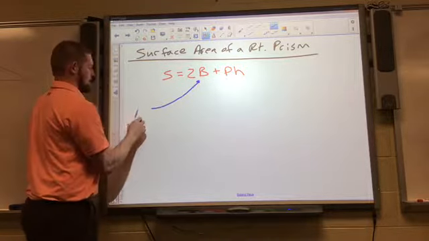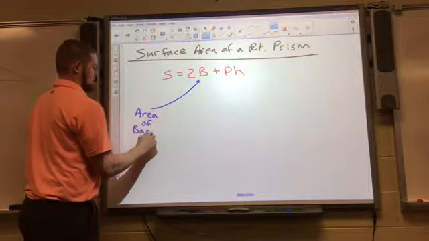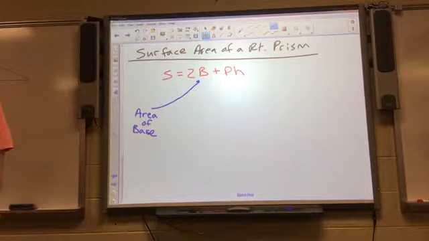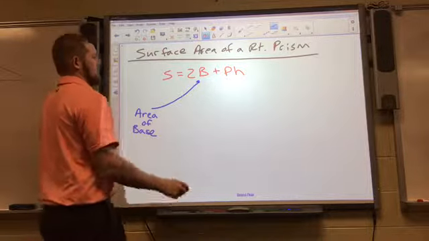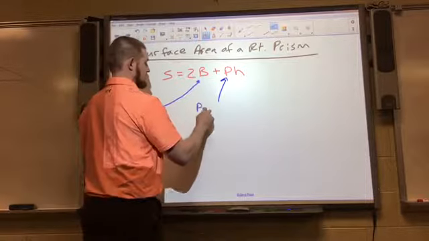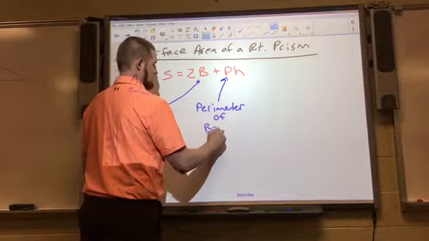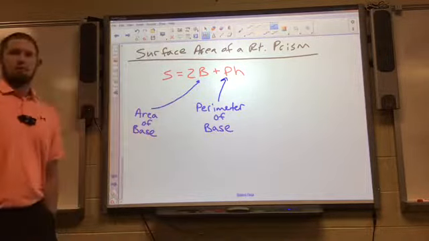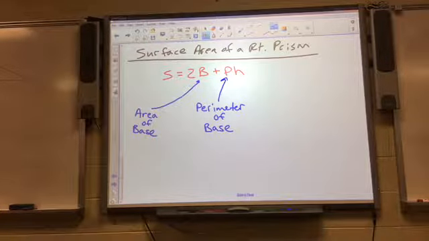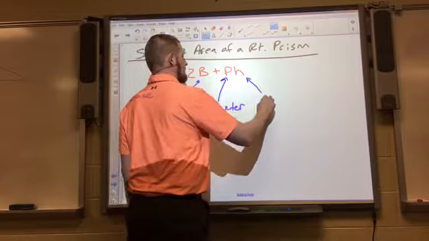And this next changes a little bit. Capital B is the area of the base. That's why it's capital. Usually when we think of base, it's usually lowercase b. Capital B is the area of the base. P usually stands for what? Perimeter, which it is, but this is the perimeter of the base. A little more specific. And H always stands for height.